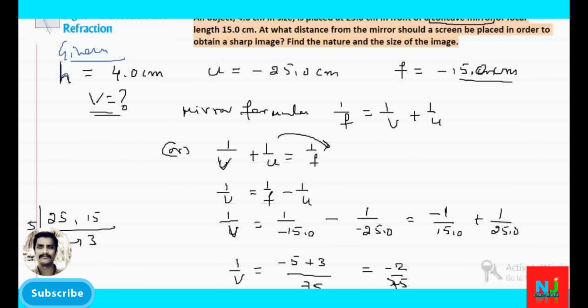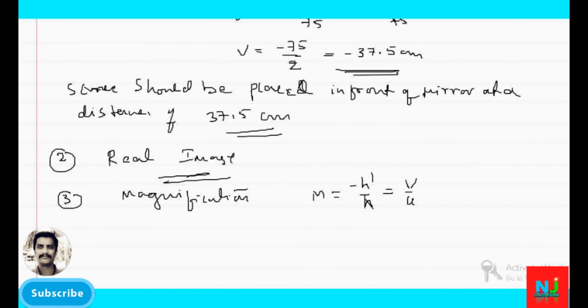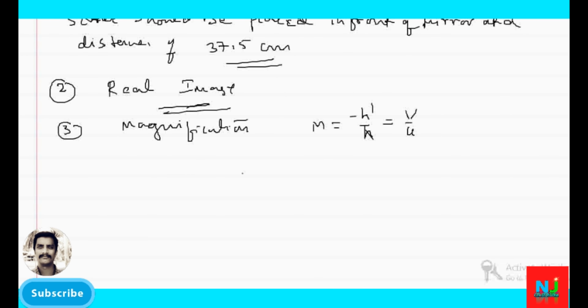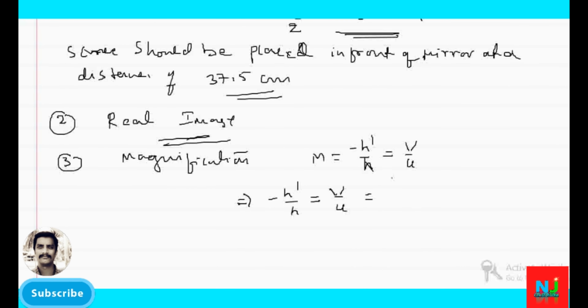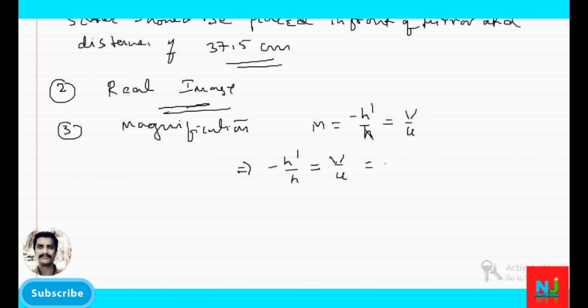So the height of the object is given. What is that? 4 centimeter. Using that we can find out. So minus H dash by H is equal to V by U. What is V? V we have already calculated, it is nothing but minus 75 by 2. So minus 75 by 2, the minus cancels directly.